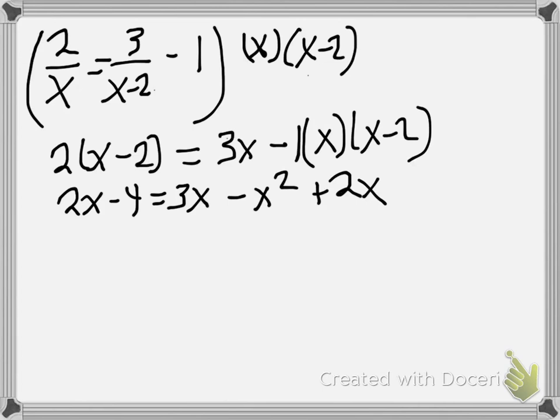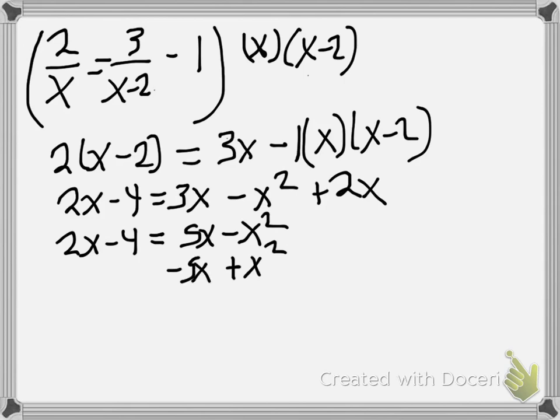Okay. Now, let's combine our like terms. I've got 2x minus 4 equals 5x minus x squared. Now guys, I don't care how you move things around, but I don't like having a leading negative exponent, so I'm going to add x squared and I'm going to subtract 5x. So I'm going to have x squared minus 3x minus 4 now equals 0.